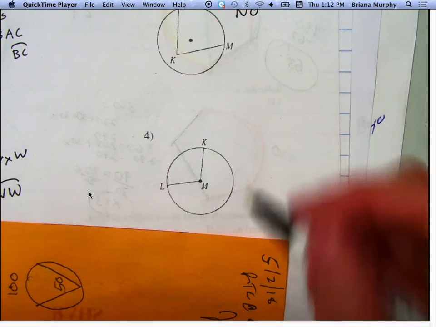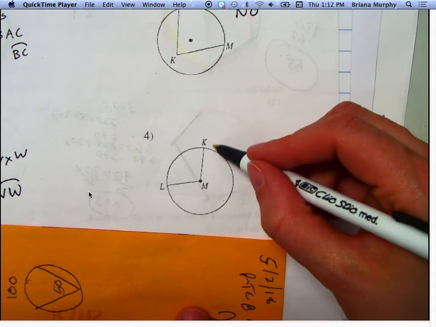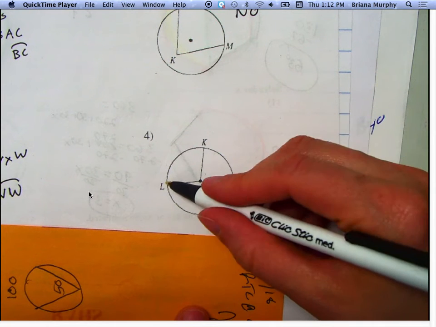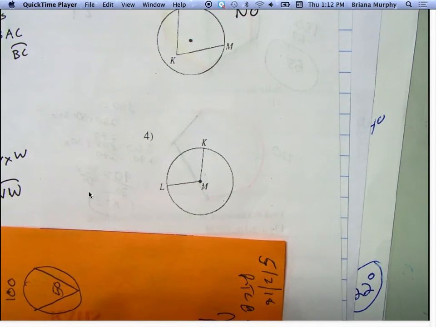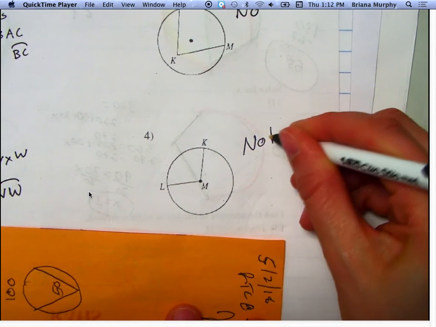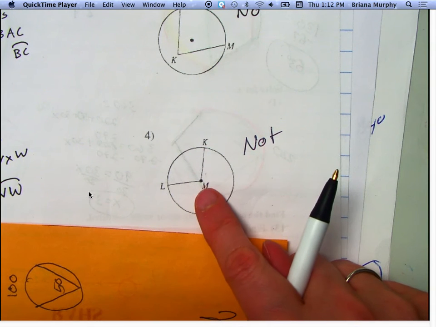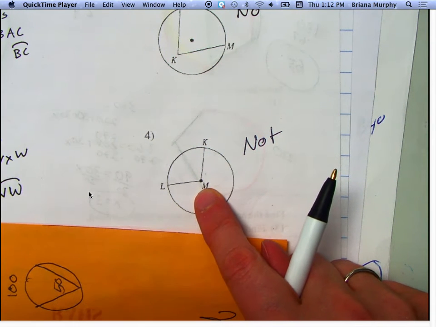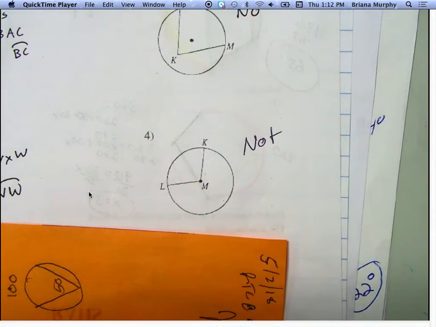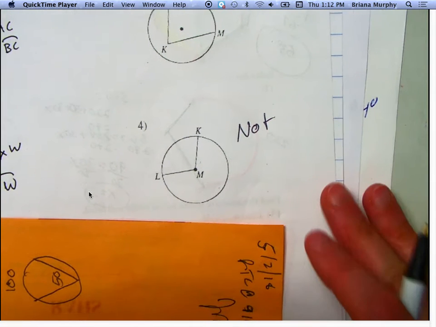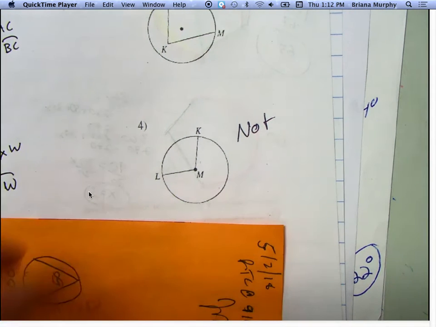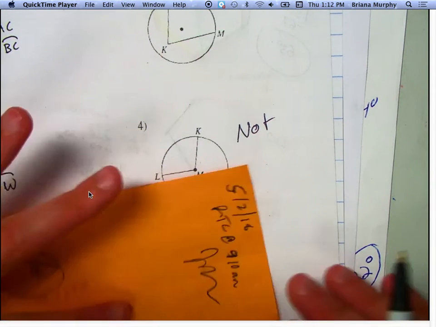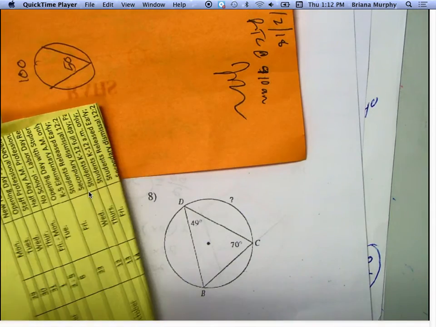Is this an inscribed angle? Wait, so this one? Yeah. It is not. What kind of angle would you call this? What's the other one we learned today? It is a central angle, right? It doesn't touch the outside of the circle. Okay, let's look at number 8.